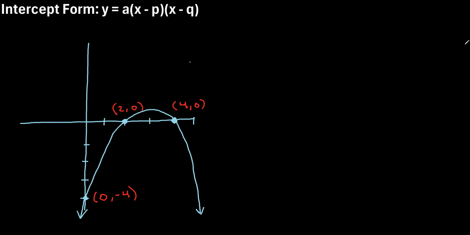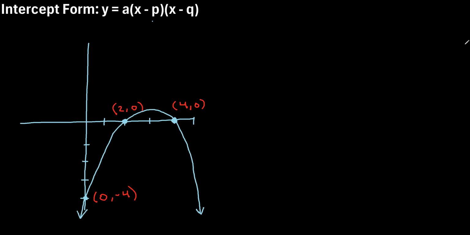Let's say we're told that this parabola has the following x-intercepts, (2, 0) and (4, 0). And let's say we're also told that the parabola contains the point (0, -4). Using this information, how could we write the equation of this parabola in intercept form?